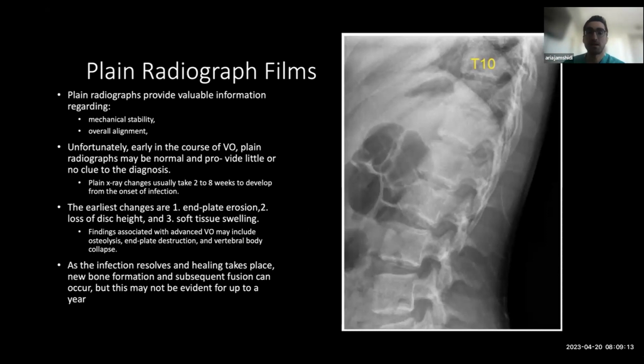So, plain radiographs still have utility. However, they're important for demonstrating overall alignment of the patient, and also any mechanical instability that could develop from osteomyelitis, discitis. And in terms of the utility of this imaging study, it's important to know that initially these patients may have normal radiographs in the first couple of weeks of their disease. Again, like I mentioned, the earliest changes are typically end plate erosion, the loss of disc height, soft tissue swelling. So again, radiographs can be helpful, but early on in disease, probably not the most helpful thing to order.